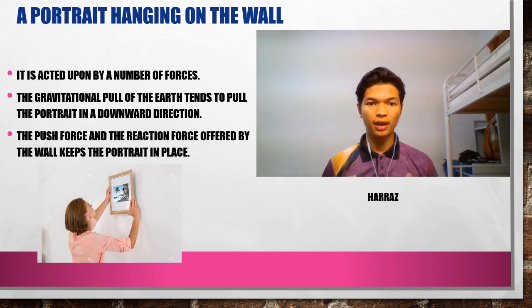The application that I use for equilibrium of force is a portrait hanging on the wall. When an object is hanging on a wall, it is acted upon by a number of forces. The gravitational pull of the earth tends to pull the portrait in a downward direction. At the same time, the push force and the direction force offered by the wall keep the portrait in place. These forces do not make the portrait change its position or state with respect to time.